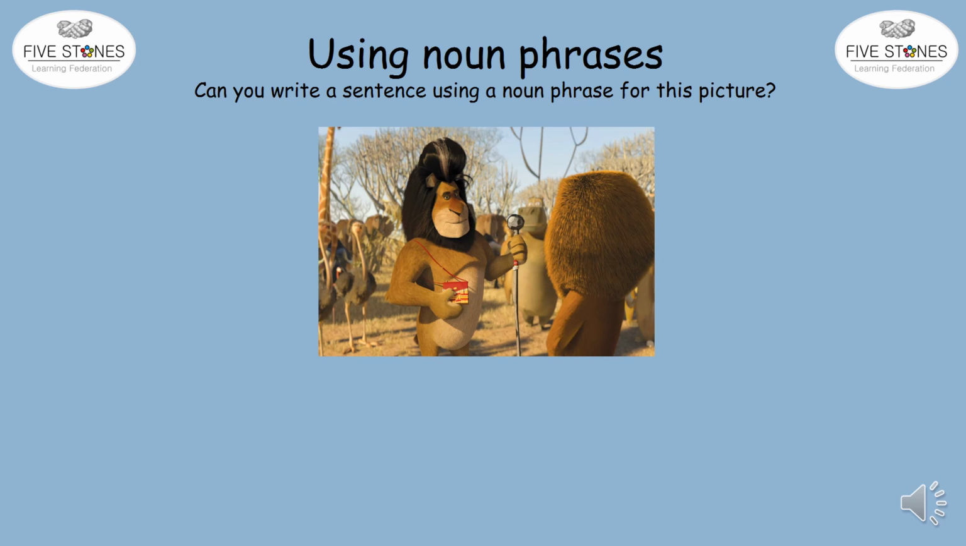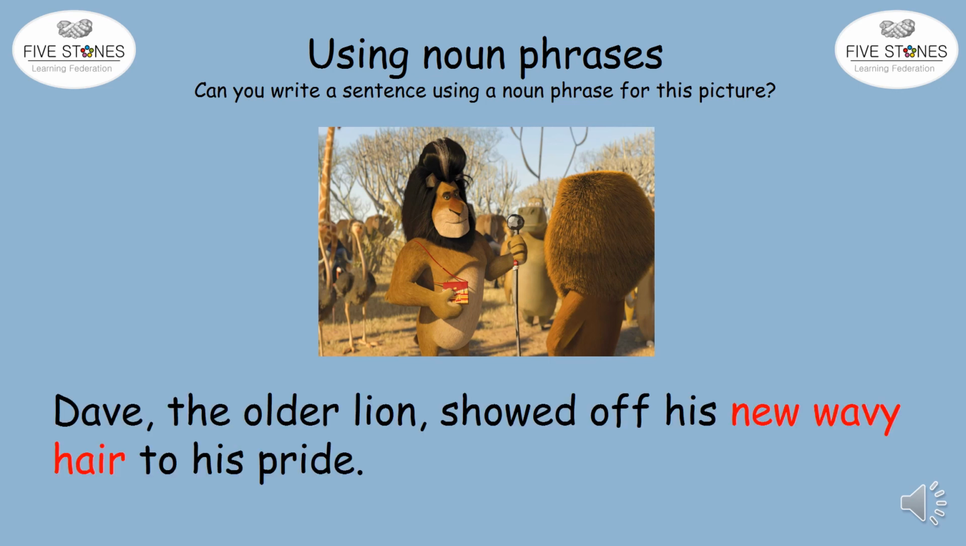Next one, I've got a picture of two lions talking. Let's see whether you can think of a noun phrase about these two animals, what they could be doing or what they might look like, and then I will give you an example. So an example you could have used is Dave, the older lion, showed off his new wavy hair to his pride. So new wavy hair is the noun phrase I have used. What noun phrase could you use in yours?